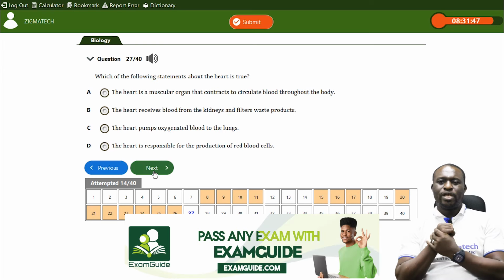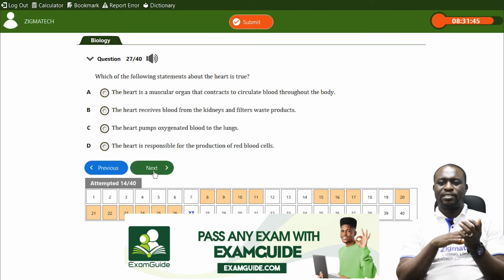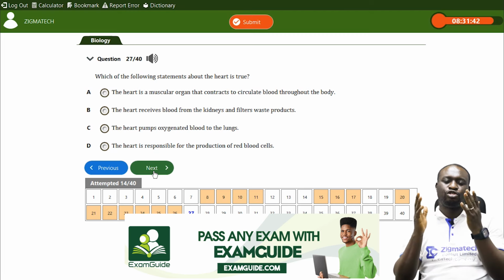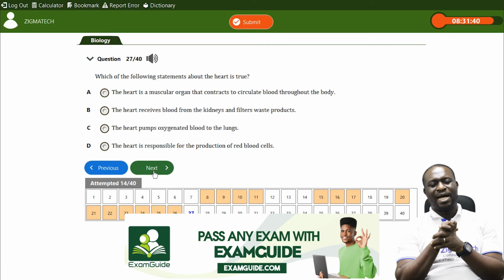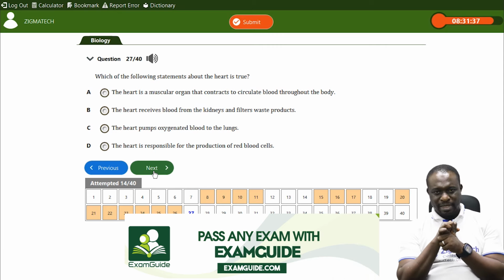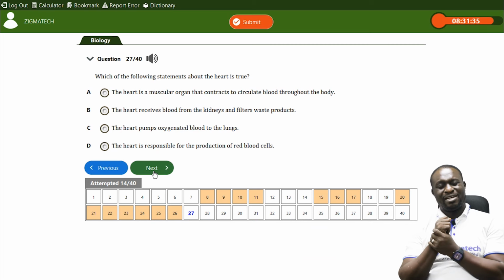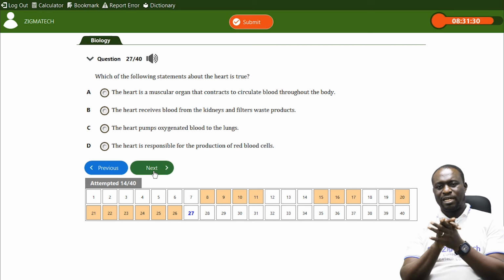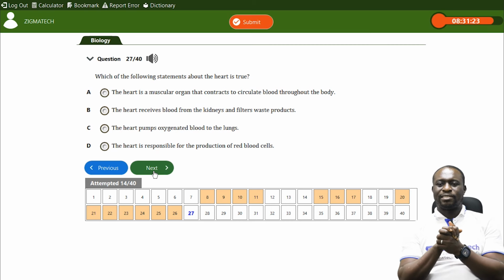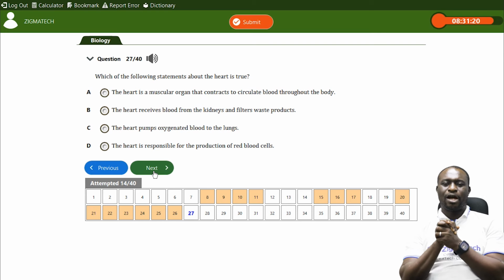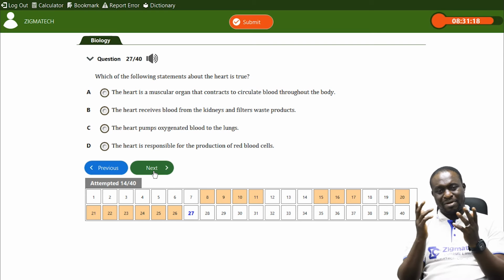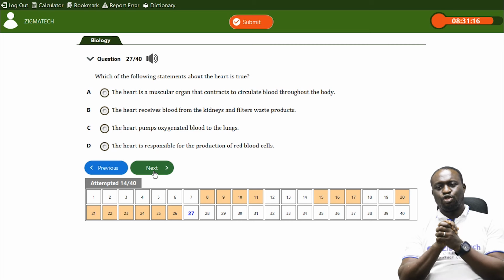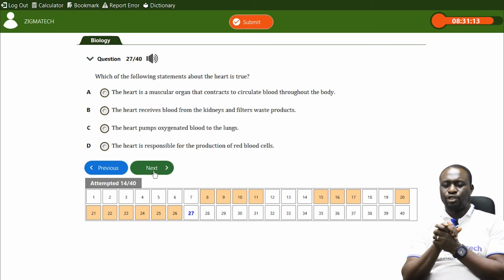27. Which of the following statements about the heart is true? Now, I remember I said that the heart is a muscular organ. It functions by contraction and relaxation. Let's take a look at some of the options that were given about the heart and see which one is actually correct and why. A says the heart is a muscular organ that contracts. I remember I just said so. It contracts to circulate blood throughout the body.